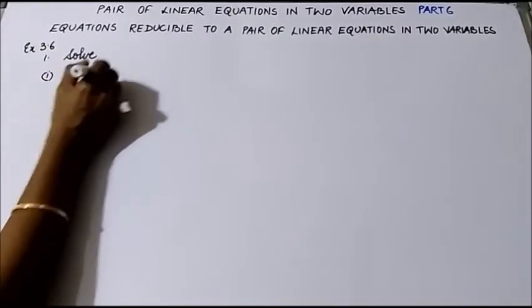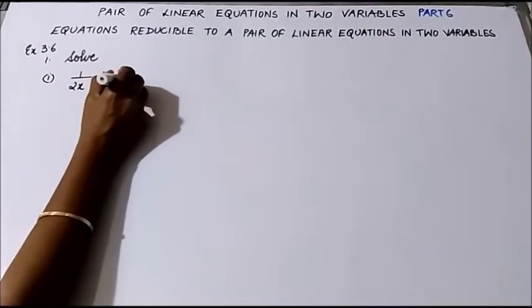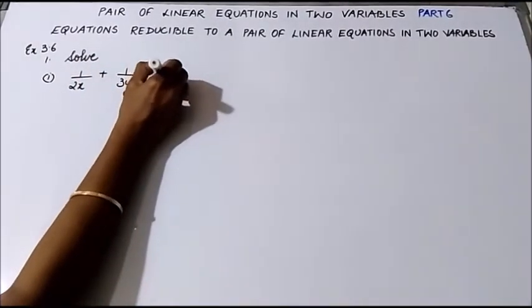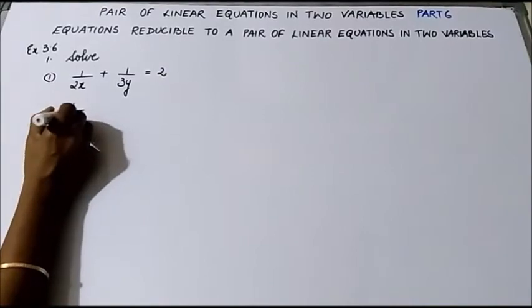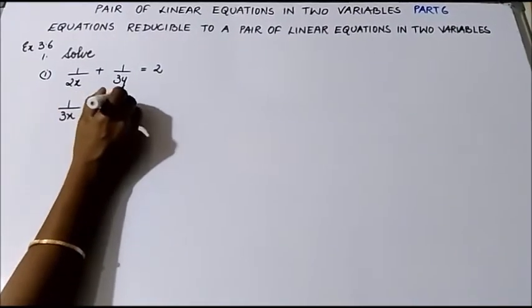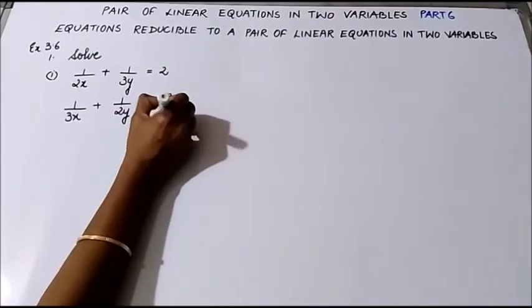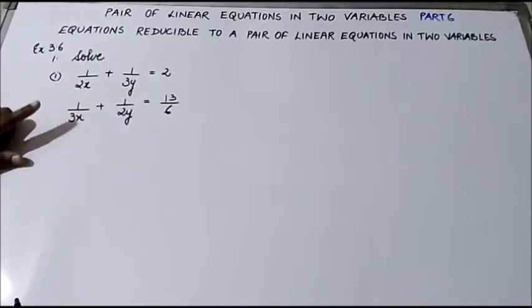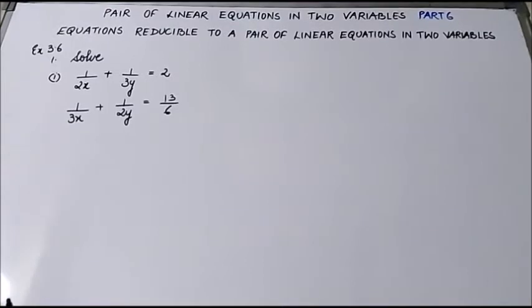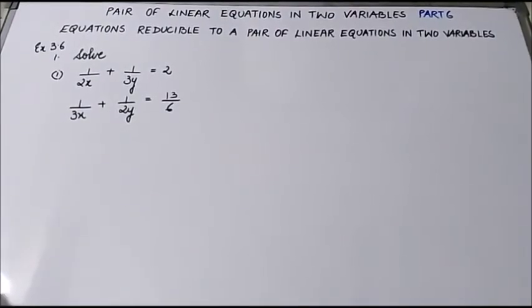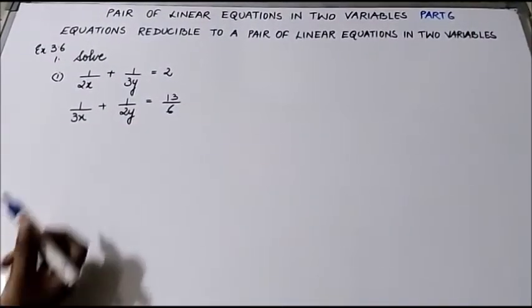1 by 2x plus 1 by 3y is equal to 2, and the second equation is 1 by 3x plus 1 by 2y is equal to 13 by 6. As you can see, both the equations are not linear equations, but we can reduce it to a pair of linear equations in two variables. Now how do we reduce it?